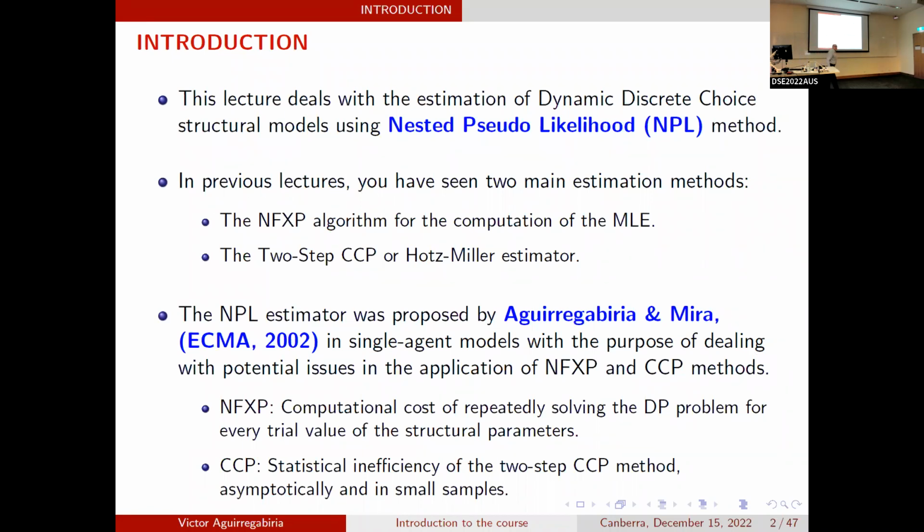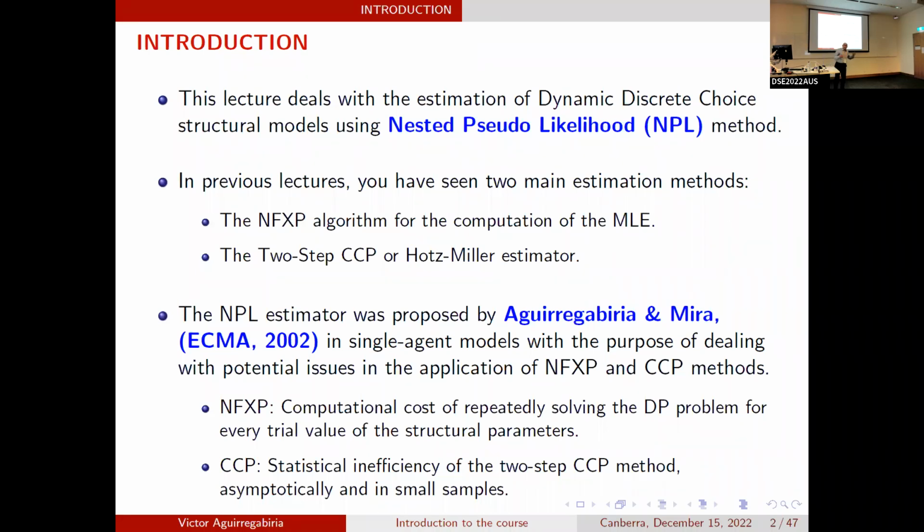These two lectures deal with an estimation method that is called nested pseudo-likelihood estimation, both in the context of single agent dynamic models and dynamic games. The first lecture will be on single agent models, and the second part will be on dynamic games.